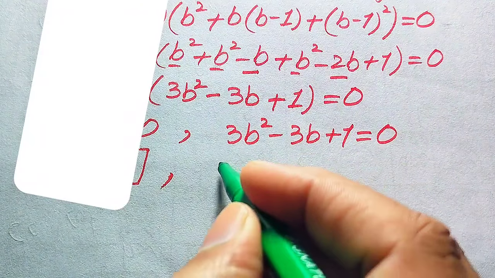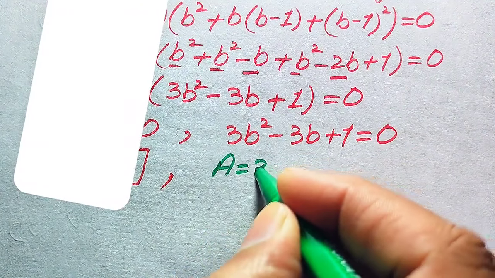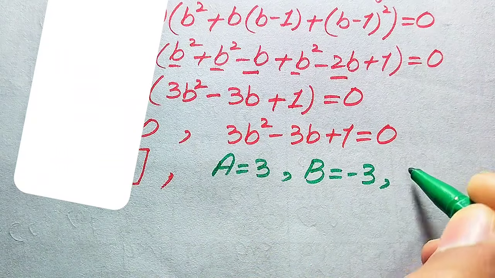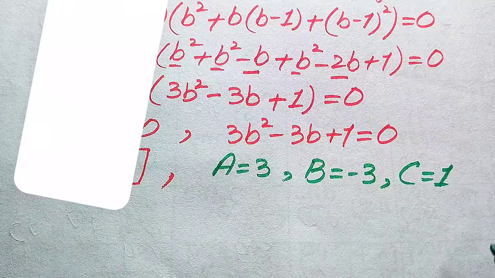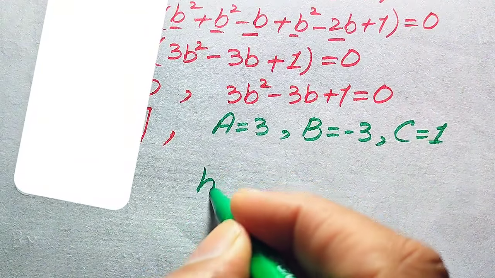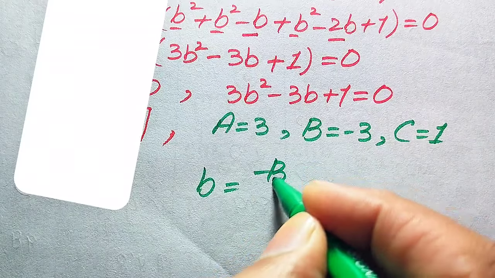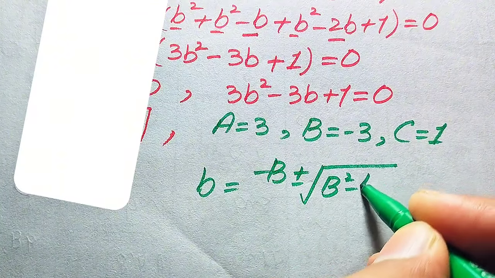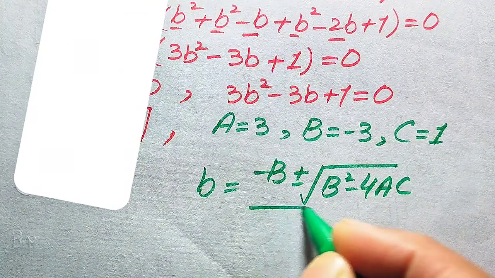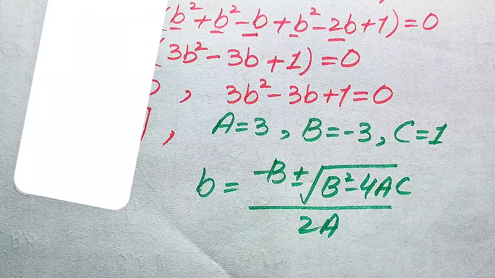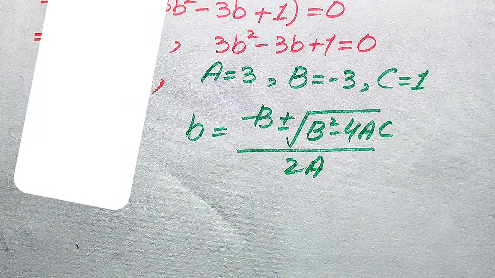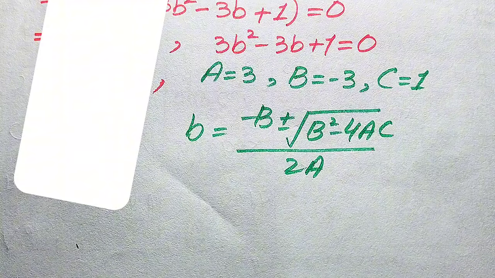So we use the quadratic formula to solve this quadratic equation. First we write the coefficients of this equation, and its coefficients are a equals 3, b equals minus 3, and c equals 1, and we state the quadratic formula as b equals minus b plus minus square root of b squared minus 4ac, divided by 2a. This is our quadratic formula.